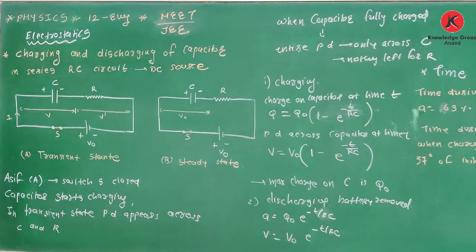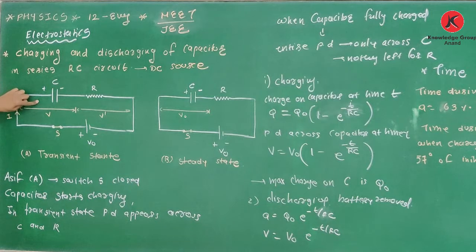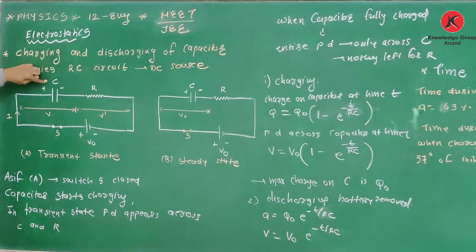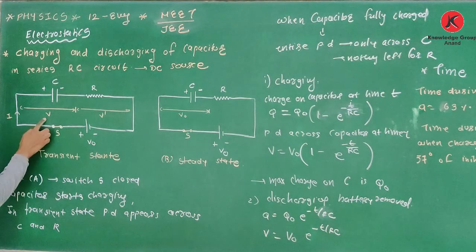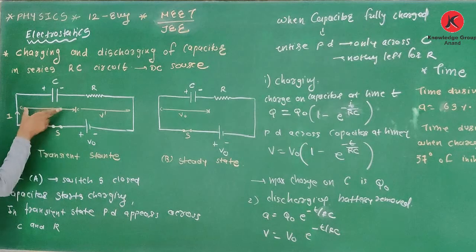Current is also flowing through this resistor. So in this transient state, potential difference appears across the capacitor as well as the resistor. So we can write V0 is equal to V plus V dash. This potential difference appears across the capacitor as well as the resistor.